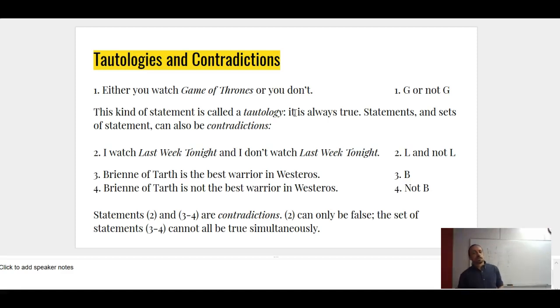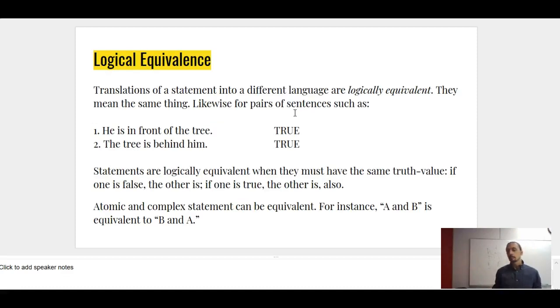Sentence 3: Brienne of Tarth is the best warrior in Westeros. Sentence 4: Brienne of Tarth is not the best warrior in Westeros. If I imagine sentences 3 and 4 as a set, the set itself is a contradiction because they can't all be true simultaneously. So we have atomic statements. We have complex statements, which are made out of different parts. Tautologies, which are always true. Contradictions, which are always false.